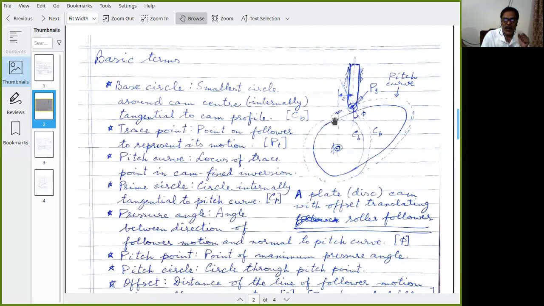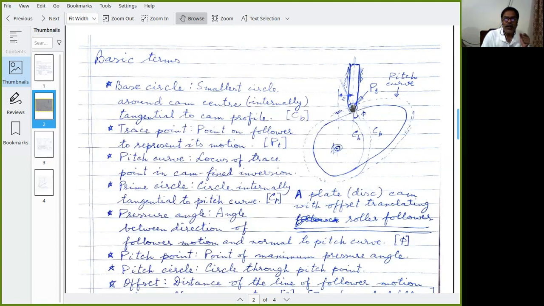So now this circular portion, if you complete that circle, then that circle will be tangential to the cam profile internally for a large segment of the cam profile. So this circle is known as the base circle. Makes sense. So this is the smallest circle around the cam center, that is, whose center is at the cam center, internally tangential to the cam profile. There are other circles also. We will see.